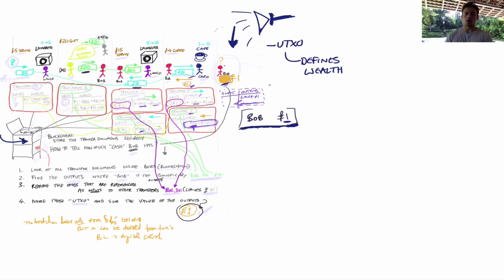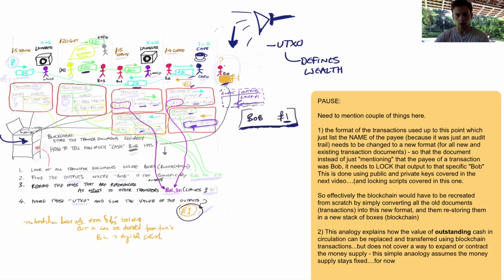And the answer is, and I sort of hinted at it in the last video, that we allow people to write new documents themselves, which reference a UTXO, and then bind that UTXO to a new recipient, and then post that new slip into the blockchain. That in itself is a way to transfer the value from Bob to whoever he wants, just by creating a new transaction document.